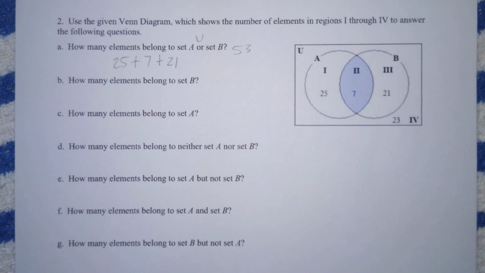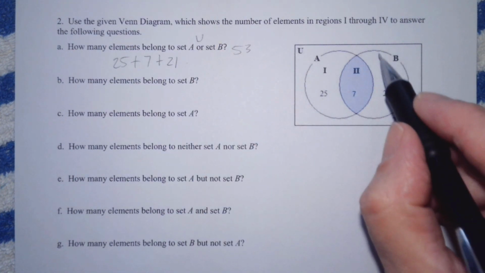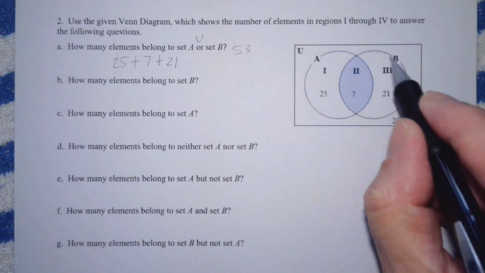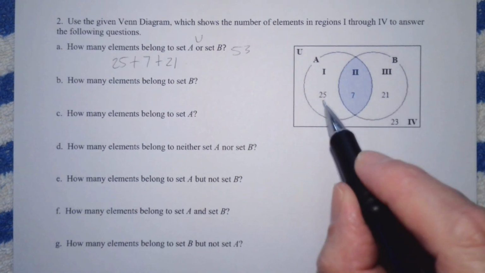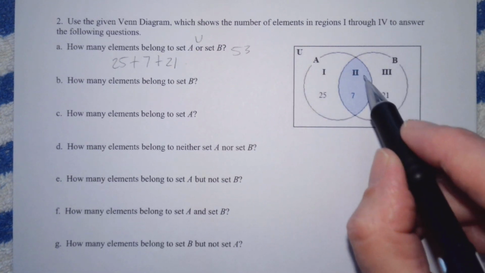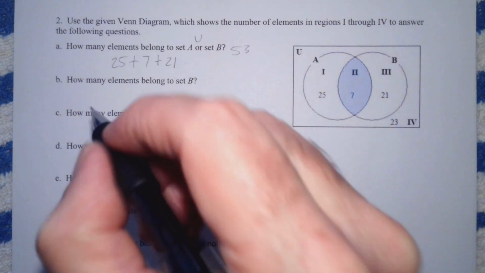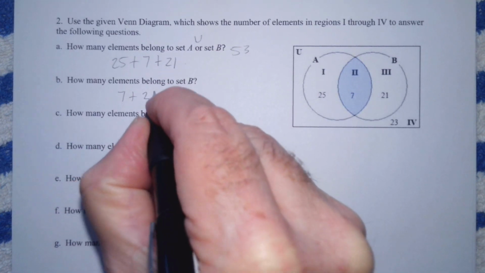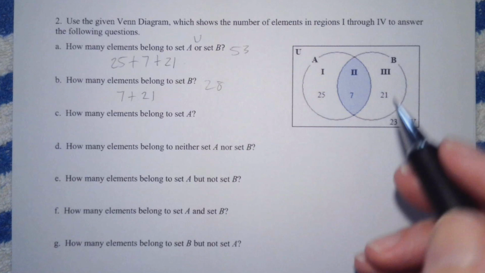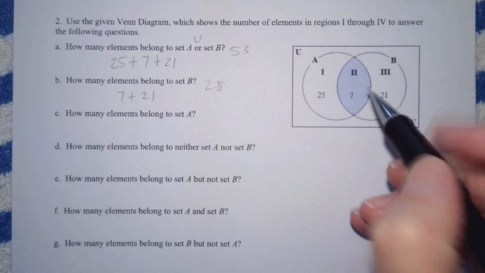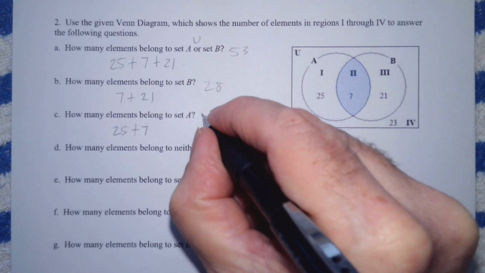How many elements belong to set B? Well, everybody that's in the B circle belongs to set B. So there's 7 here that also belong to A, but we don't care about that. We just care that they're in set B, they're in the B circle. So 7 plus 21, which is 28. How many belong to set A? Well, this time you're adding 25 and 7. So what is that, 32?